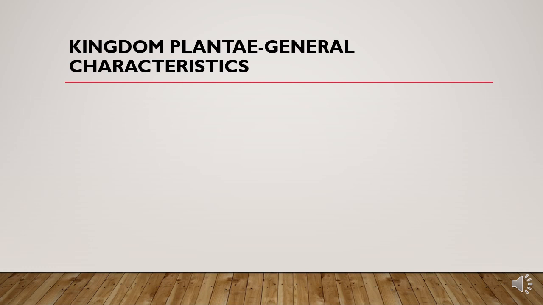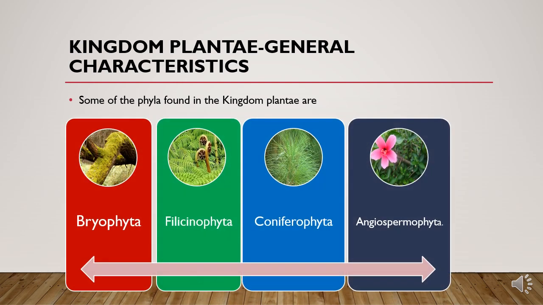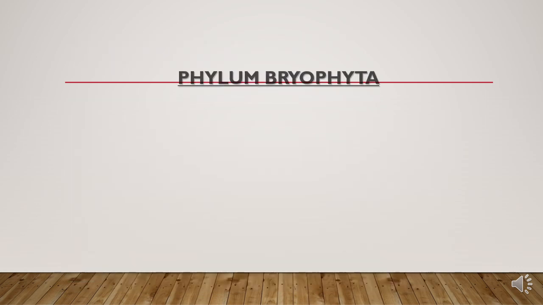So, to proceed with the general characteristics of this kingdom, we need to understand certain phyla. The phyla that we need to understand here are four: the Bryophyta, the Filicinophyta, the Coniferophyta, and the Angiospermophyta. So these are the four phyla that we need to discuss. Let us start with the first, the Bryophyta.